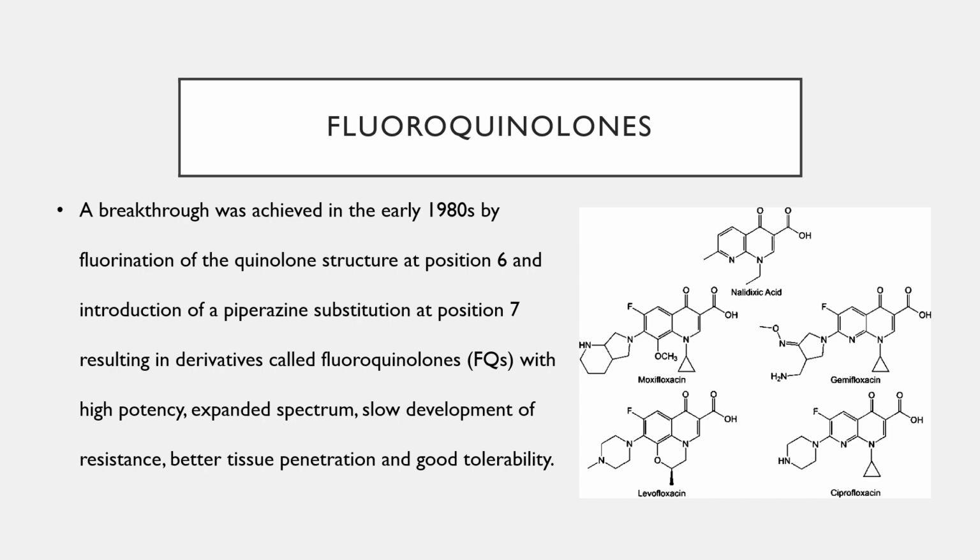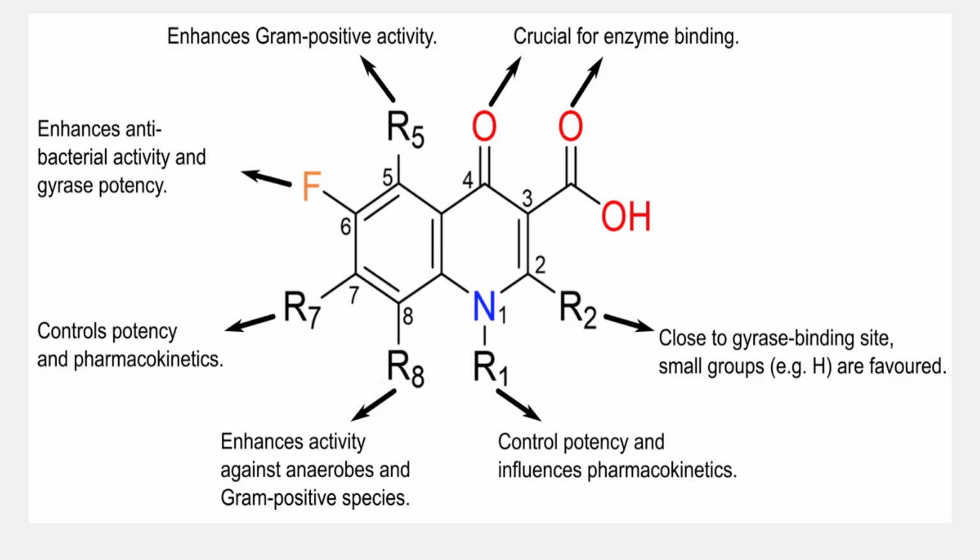So here we can see the nalidixic acid structure and the other fluoroquinolones, which have a piperazine substitution at position 7 and a fluorine added at position 6. Different positions of the carbon have different activity. R1 controls potency and influences pharmacokinetics. The same goes for R7. R2 is close to the gyrase binding site and R5 enhances the gram-positive activity. The ketone bonds are crucial for enzyme binding, and the fluorine enhances antibacterial activity and gyrase potency.